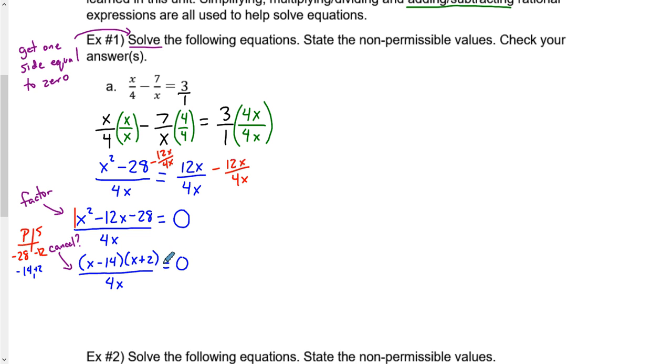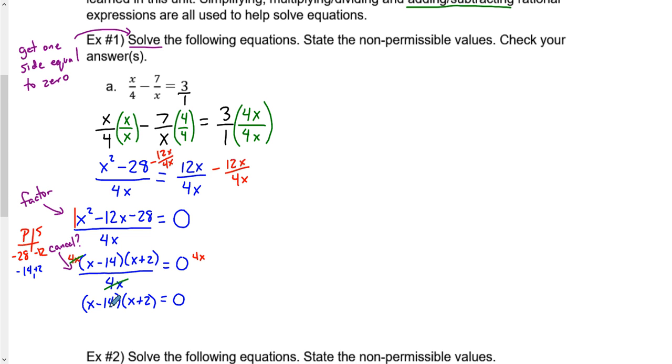Multiplying this entire numerator by a 4x and this side by a 4x maintains that equality, because as long as I do one thing to one side and the same thing to the other side, I'm set. But a 4x and a 4x will be gone then. x subtract 14 and x add 2 would equal 0 times 4x. Well, 0 times anything is 0.